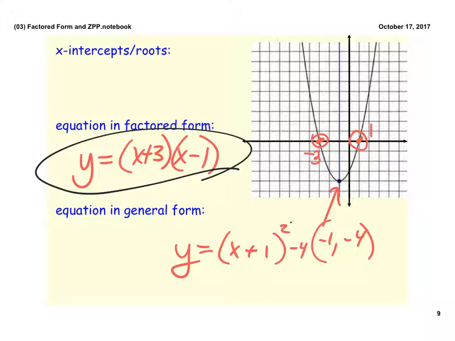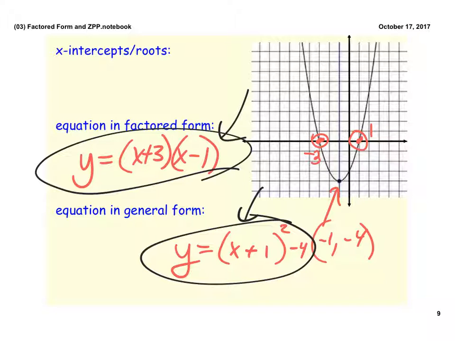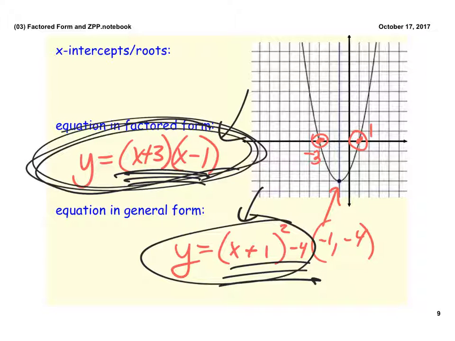Is either one of these better than the other? Well, it depends on what you want. If you want the vertex, that's better. If you want the factors, that's better. I shouldn't say factors: the roots, the zeros, the x-intercepts. How about which is easier to multiply out and get general form with? Probably factored form. I'd rather multiply this out than that. There are advantages and disadvantages to both, and something we can ask you is what the advantages of each form are.